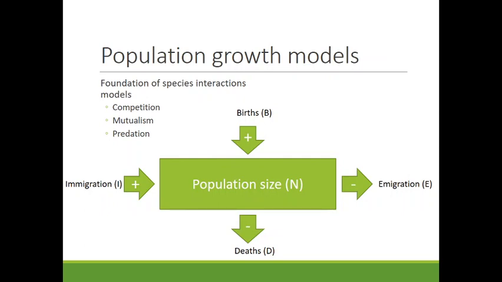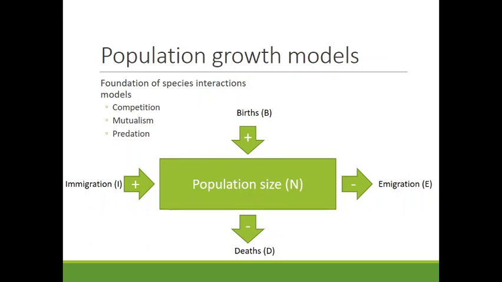All right, welcome back. So let's start thinking about really simple population growth models, and then we'll get a little bit more complicated as we go on. One of the important things to remember is the reason we're doing this is because population growth models are essentially the foundations of the species interaction models that we'll use later on in class. So when we think about competition, mutualism, predation, those are all based on multi-species population growth models.